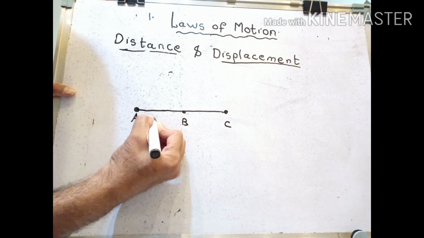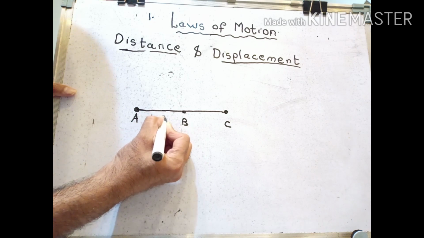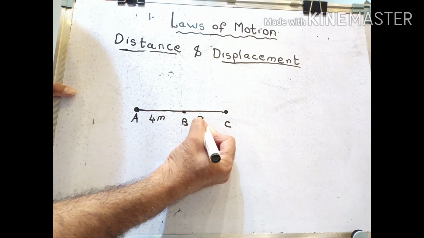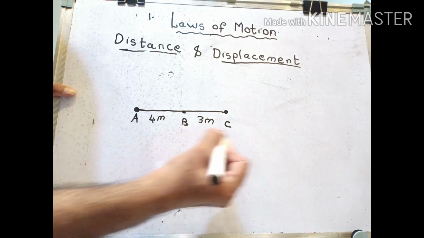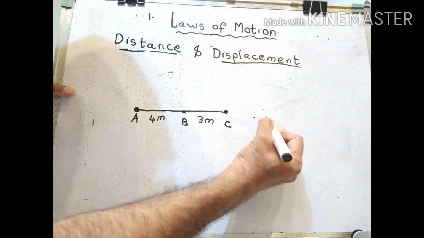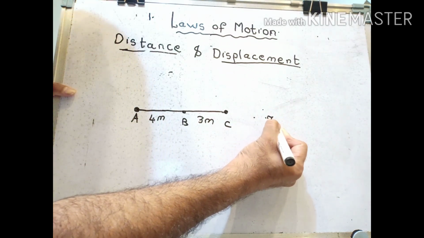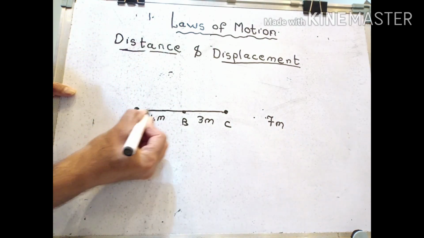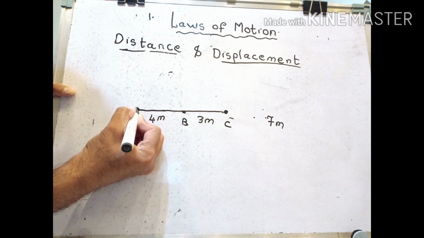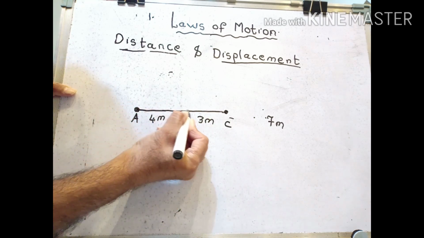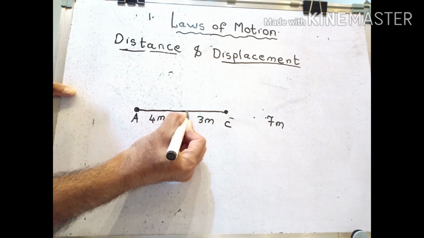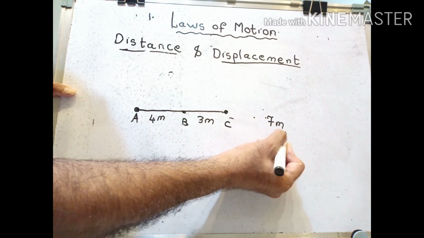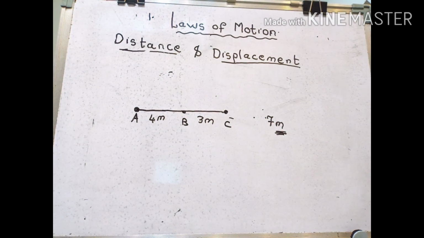So the person has gone from A to B, let us say 4 meters, and B to C, let us say 3 meters. So what is the total distance? The distance travelled will be 7 meters. The actual path travelled by the person is A to B and B to C. So distance will be the length of the actual path, that is AB plus BC, that is 7 meters. Now students, what should be the displacement?